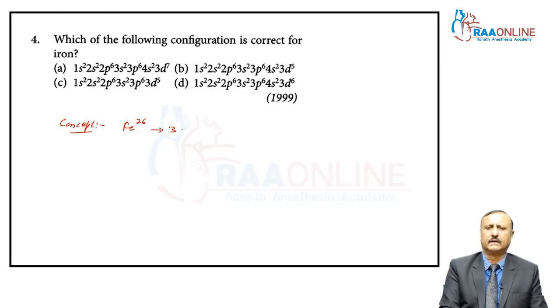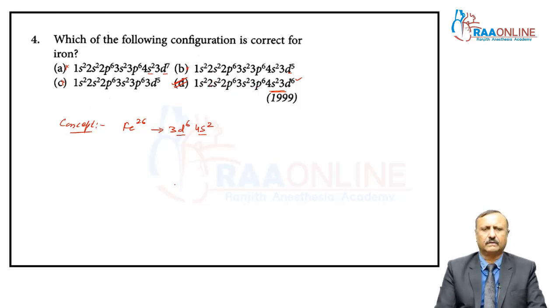So you can write here the electronic configuration of this element: 3d6 and 4s2. So 3d6 and 4s2 is the outermost electronic configuration. You can see here d7 and s2, this is not correct. Here you can see d5 and s2, it is not correct. Option B is not correct. Here 3d5 and p6 is not correct, and here you can see the outermost electronic configuration is 3d6 and 4s2. So my dear students, this is the correct answer. The electronic configuration of iron? Answer is D.